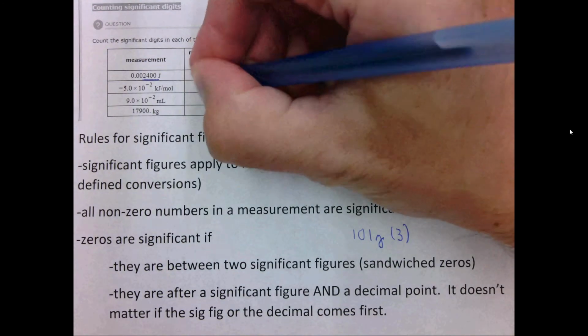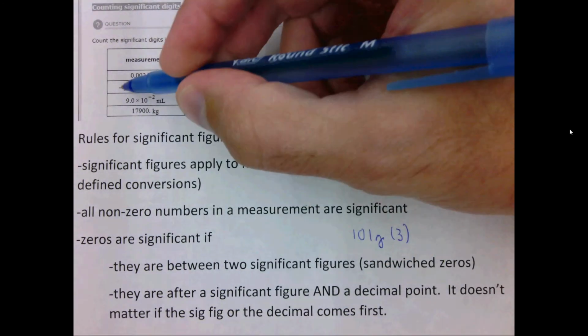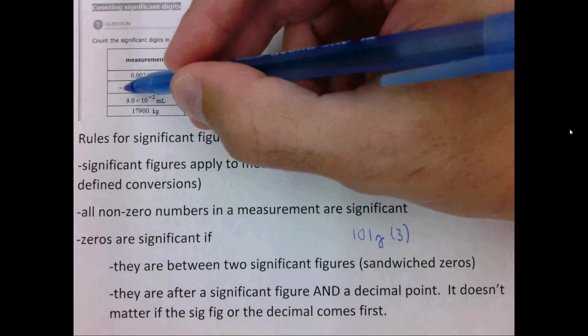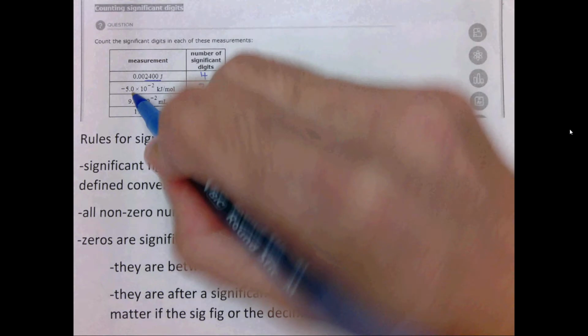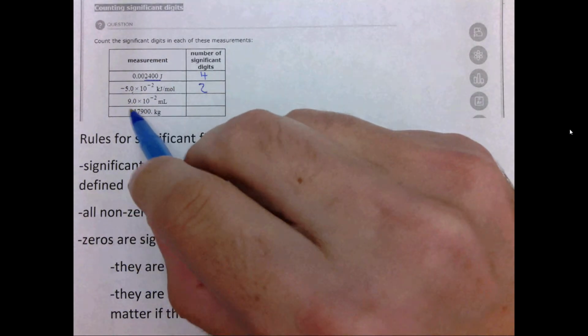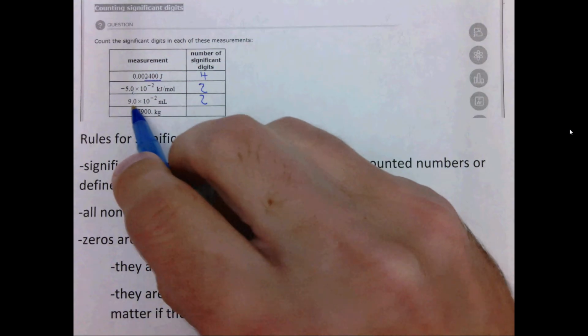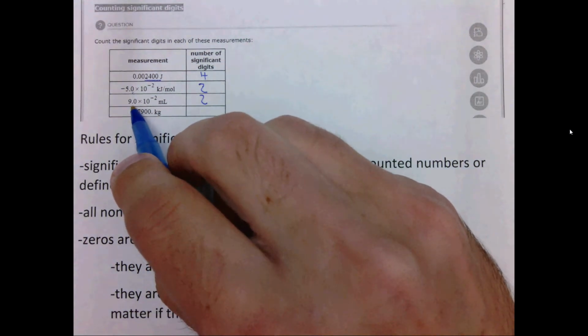So this has 2 significant figures because any number written here must be both after a number and a decimal point, because the number will always come before the decimal point because this number has to be between 1 and 9. In this case, we have the same thing, 9.0 times 10 to the minus 2. These are both significant. Any number written in the coefficient of scientific notation will be significant.